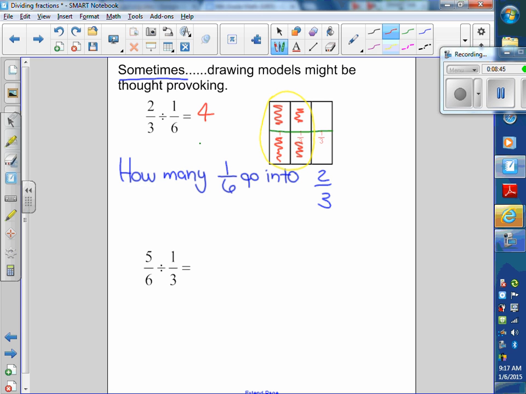So, Kata, what does this mean? That means how many 1/6 go into 1/3? No. No. The other way around. Yes, and that's a harder one. So sometimes the picture isn't as helpful, but it can work. This one's tricky. Why is this harder? How many 1/3 go into 5/6?